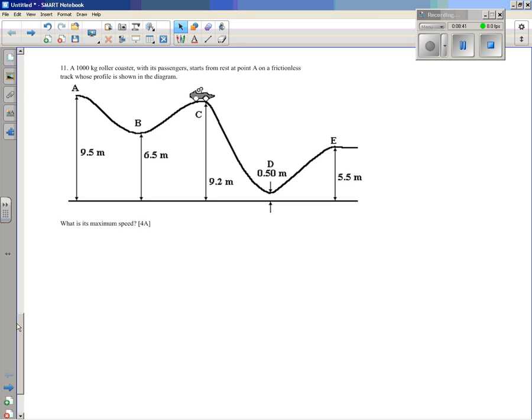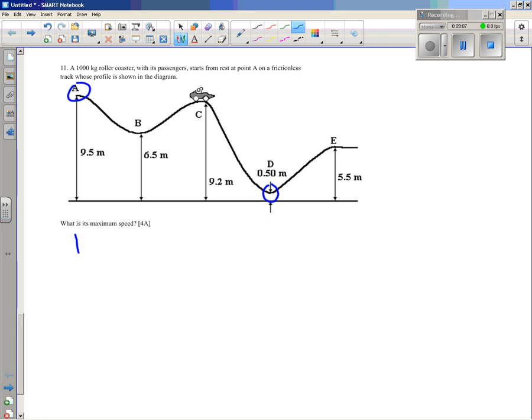The first thing you have to realize with this question is, where is the maximum speed? The maximum speed will be where the kinetic energy is at a maximum and the gravitational energy is at a minimum. And it's always at its lowest point. So it's going to be at maximum speed right there at point D. You don't have to go from C. We can go all the way from point A, because we know more stuff about point A. It just starts from rest at point A.